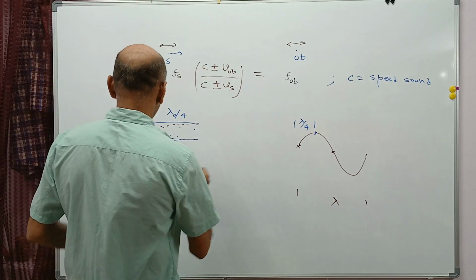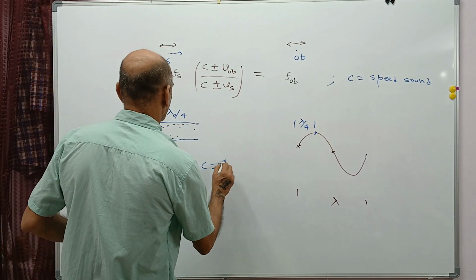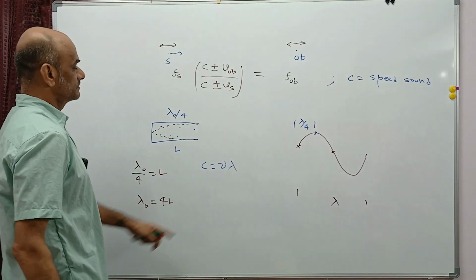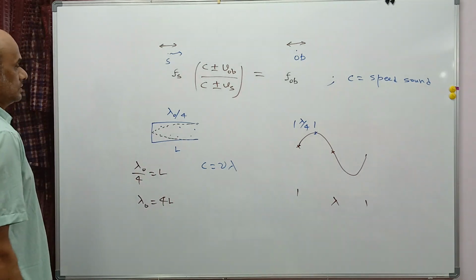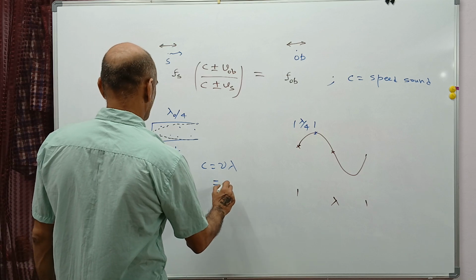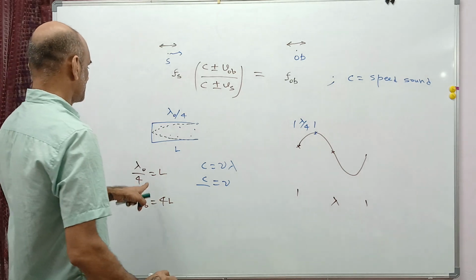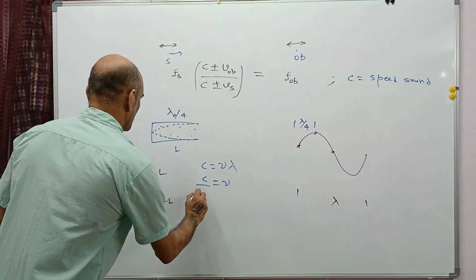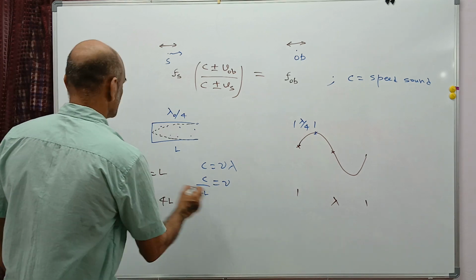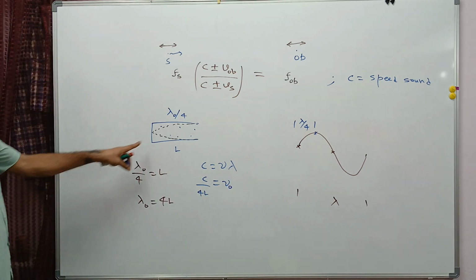And you have this relation C equals mu lambda, where C is the speed, mu is the frequency, lambda is the wavelength. So from this we'll get frequency as C by lambda, which for this particular mode will be C by 4L. So this frequency, I can call it the minimum frequency that can exist, because it's for this particular mode.